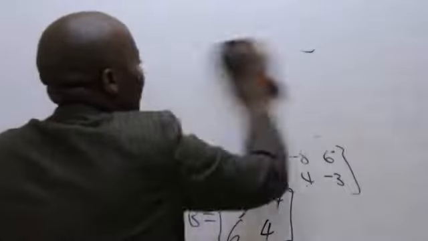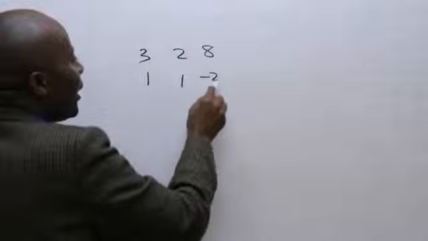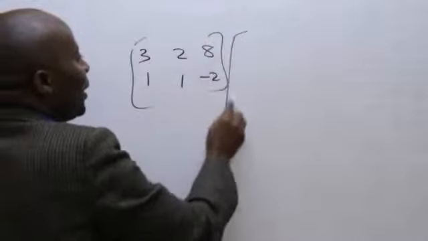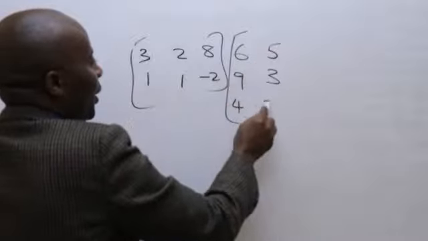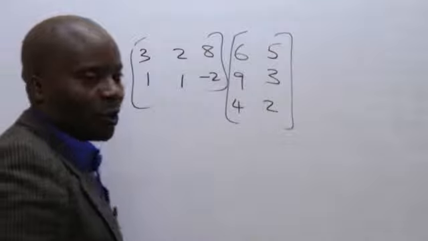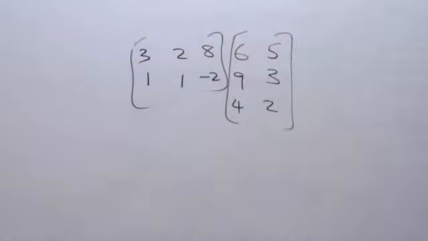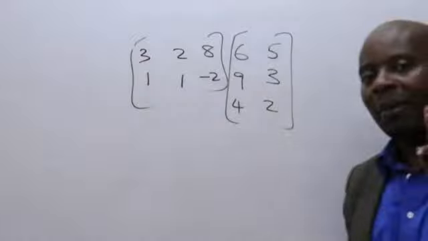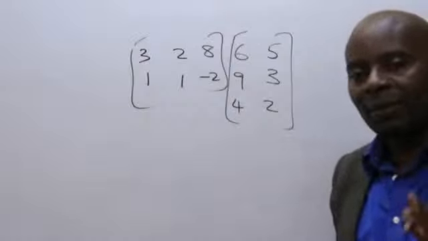Now, ladies and gentlemen, if you are given two matrices here to multiply, like 3, 2, 8, 1, 1, negative 2. You are told to multiply here with 6, 9, 4. We have 5, 3, 2. You don't even have to assess these matrices for compatibility. What you need to do, ladies and gentlemen, is straight away to multiply your matrices. Please go ahead and multiply these matrices.